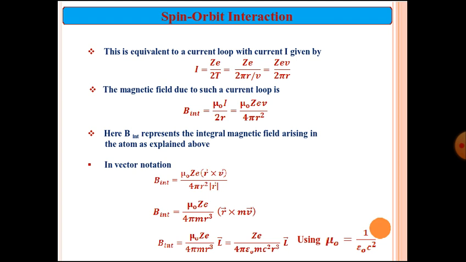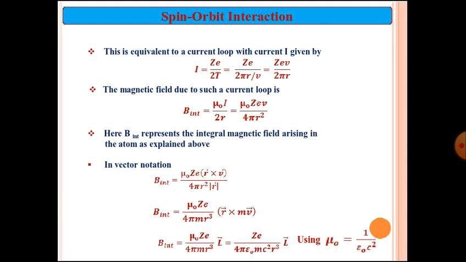This is equivalent to a current loop with current I given by I = Ze/T = Ze/(2πr/v) = Zev/2πr. The magnetic field due to such a current loop is B_int = μ0 I/2r = μ0 Zev/4πr². Here B_int represents the internal magnetic field arising in the atom as explained above.